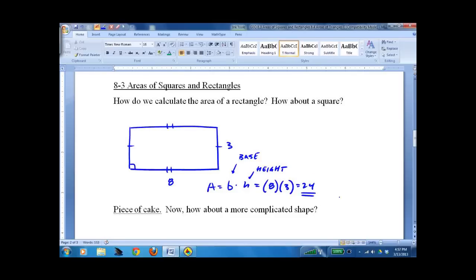At this time, I won't ask you to. So that's it. Base times height. Do the math. How about a square?